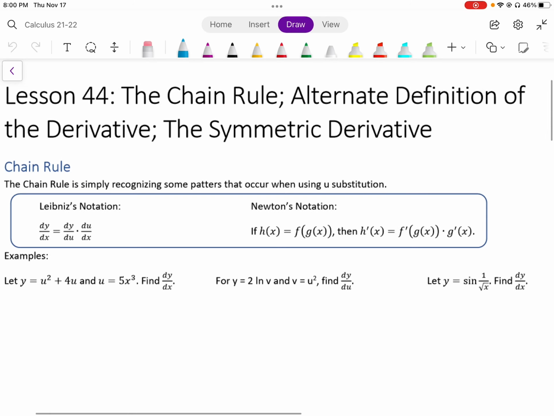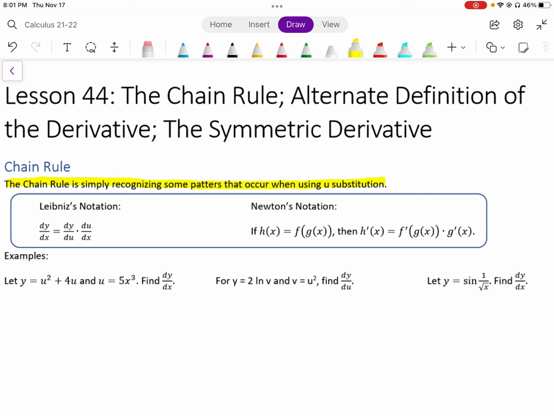As you can see here in this sentence right under the chain rule, it says the chain rule is simply recognizing some patterns that occur when using u substitution. So we've been using u substitution for a bit now when we have some composite functions, a function within a function. And maybe you've seen that already, that there's some patterns that occur and you actually don't need to write out all the different parts.